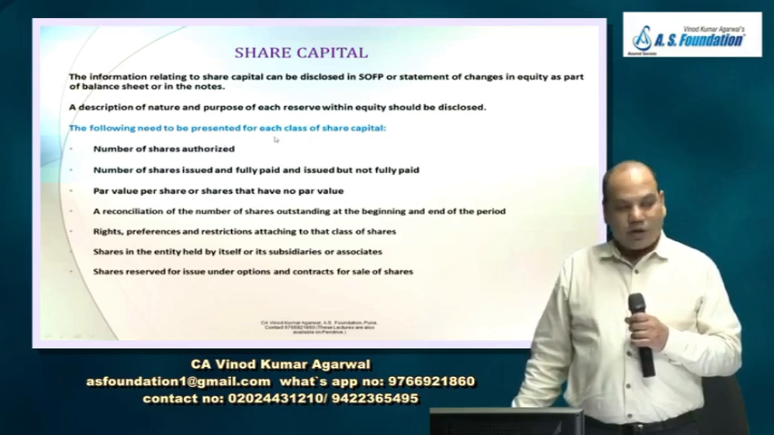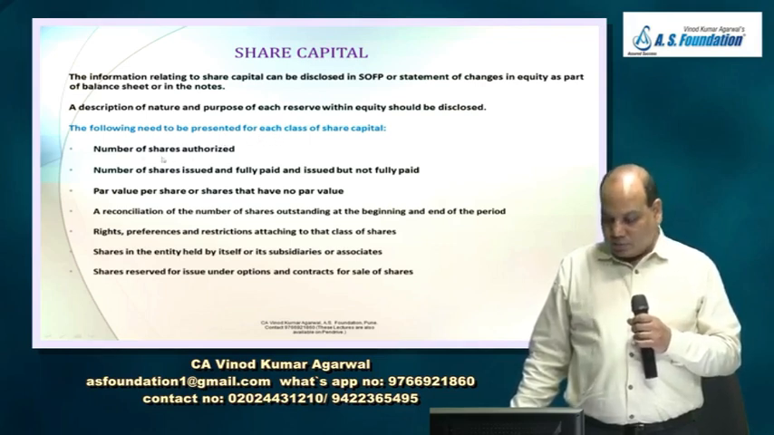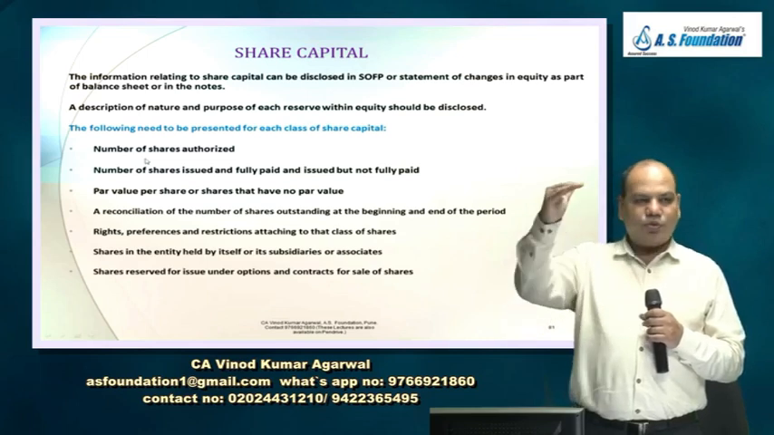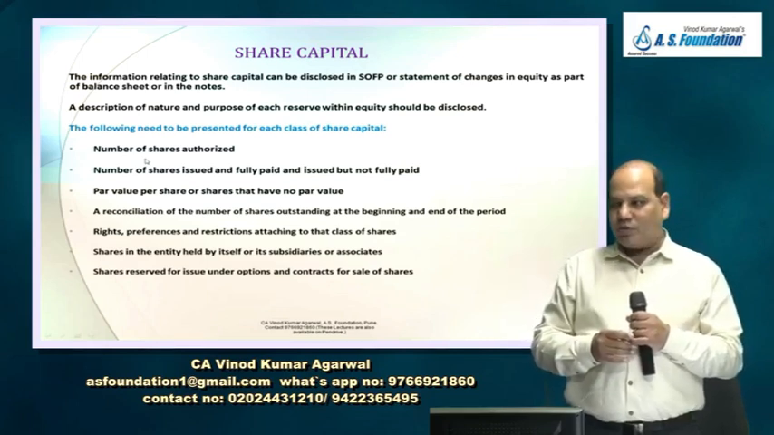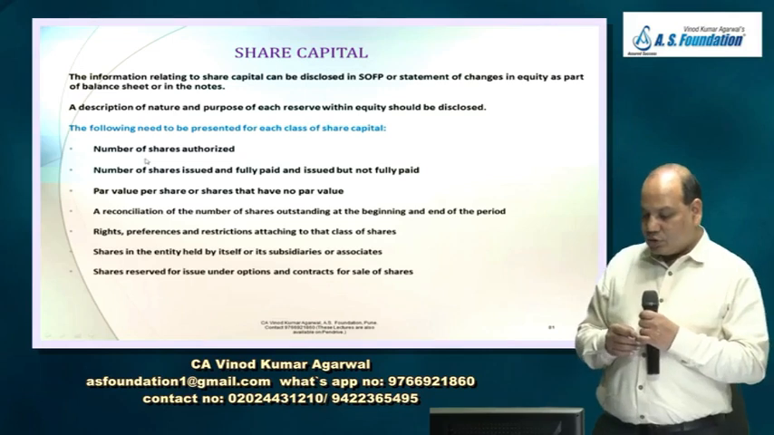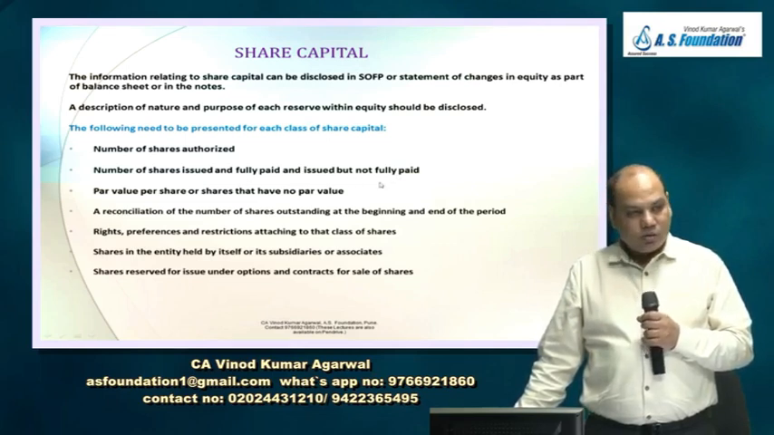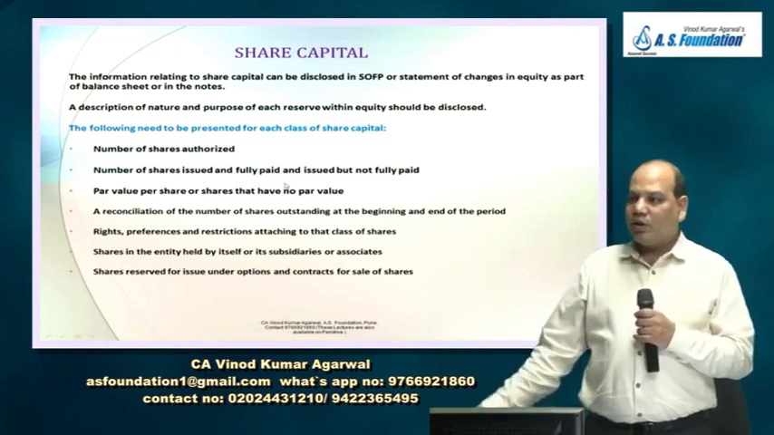What are the disclosure requirement for share capital? One is the number of shares authorized. As per the respective regulation, you can issue up to a certain number of shares. Maximum share which a company can issue is authorized. And then the number of shares actually issued, and out of that what is fully paid and issued but not fully paid. Company need not receive the full amount on their share. They can receive part amount, and they can receive part amount at a later stage also.